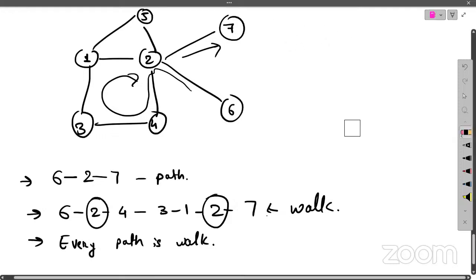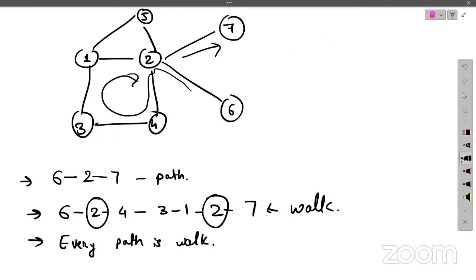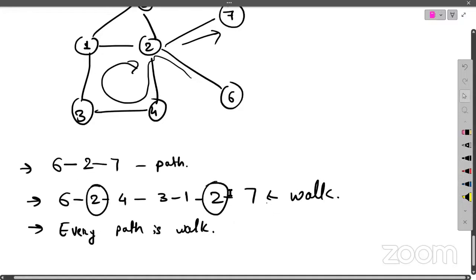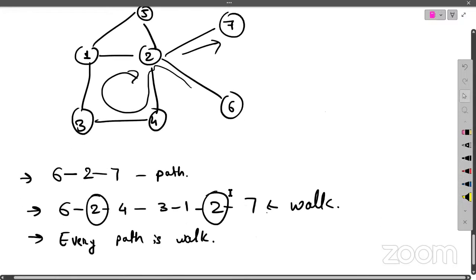Ma'am, the sequence is important, right? You can't jump from one vertex to another. Right, sequence is important, because it satisfies the property that every next vertex is connected to the previous one via a single edge. A single edge should be there. Okay, ma'am, could you repeat what you said one step back?